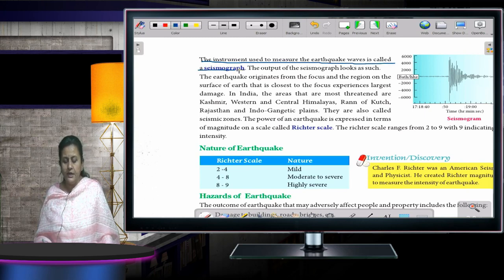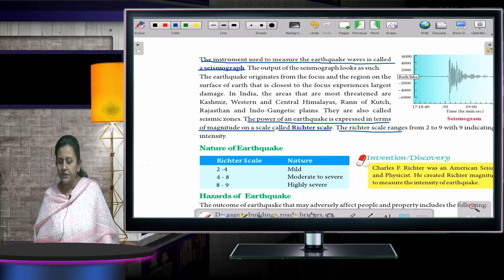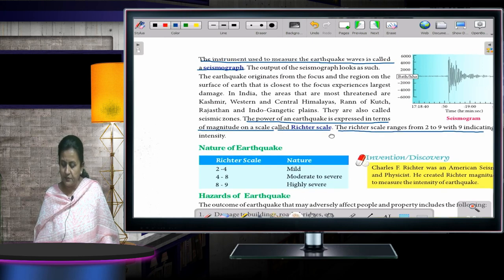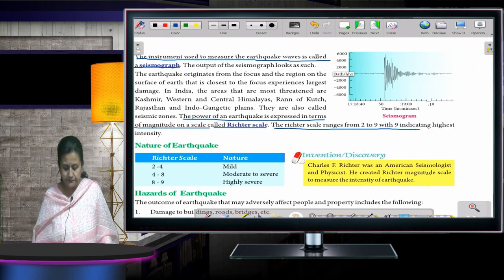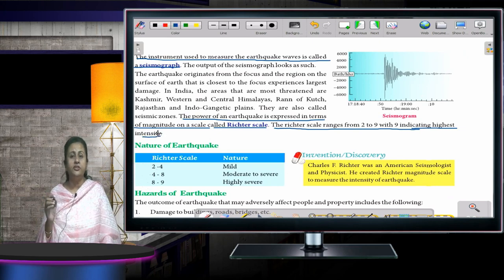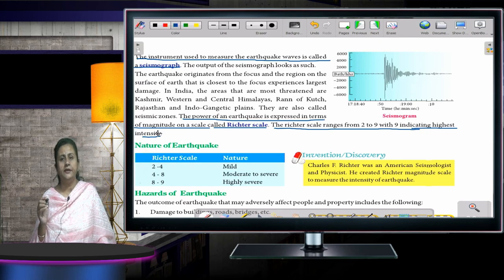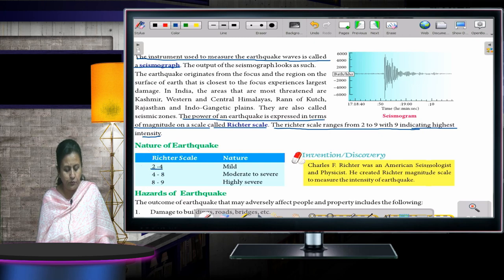Fine, children? The power of an earthquake is expressed in terms of magnitude on a scale called the Richter scale. The Richter scale ranges from 2 to 9, with 9 indicating the highest intensity. Whenever it is 2 to 4, it is a mild one. 4 to 8, it is moderate to severe, and 8 to 9, it is a highly severe one.